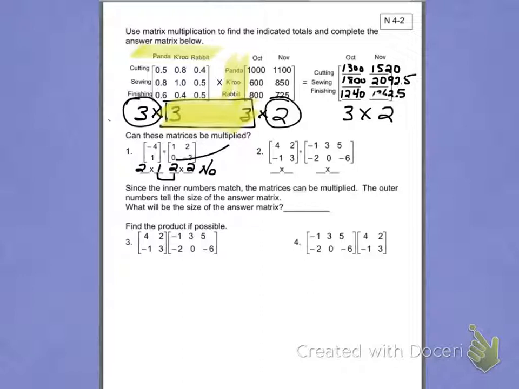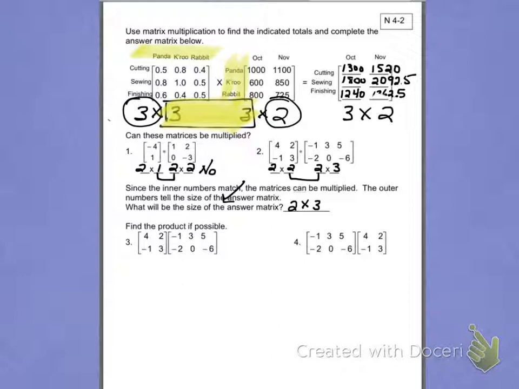Looking at question 2, this first matrix is a 2 by 2, and the second matrix is a 2 by 3 matrix. These numbers match, so it can be multiplied, and then you say what will be the size of the answer matrix, and the answer to that is it's a 2 by 3. So our new matrix, if we did the multiplication, would be a 2 by 3 matrix.